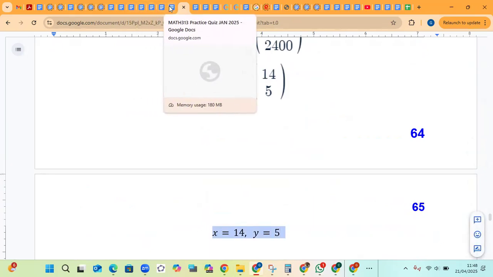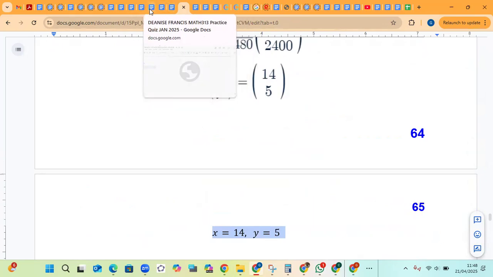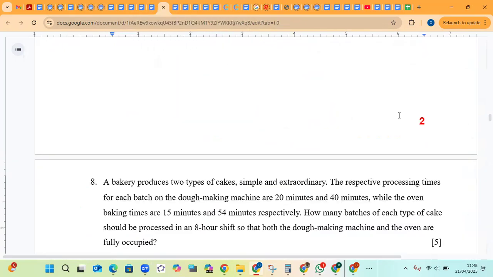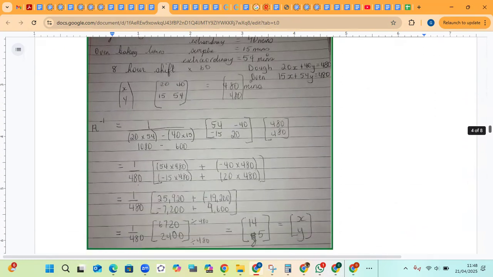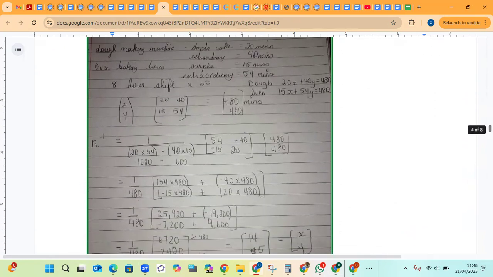So let us see if that is what was applied for our question number 8. At this glance, we can clearly see it's basically the same values. Here we have the information, simple and extraordinary. X for simple, y for extraordinary. Here we have the 2 linear equations. Here we've got the 2 by 2 equation and the constants.